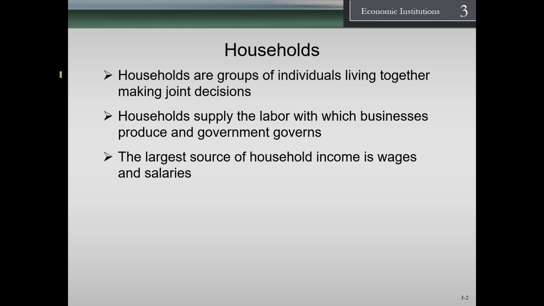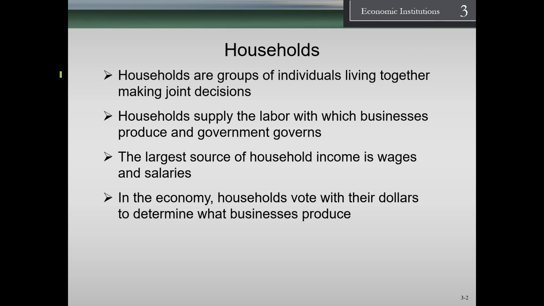The largest source of household income is wages and salaries. So clearly, when we talk about individuals, most people are going to make their income through wages, through working for somebody, usually those somebodies being businesses or government.